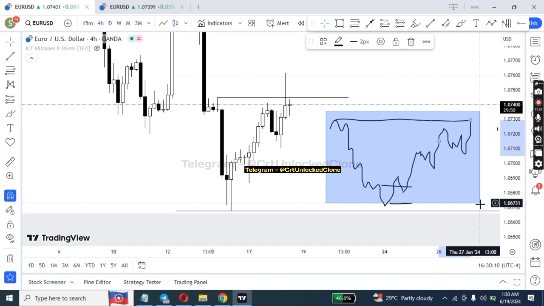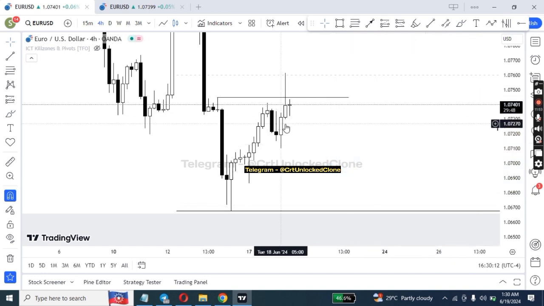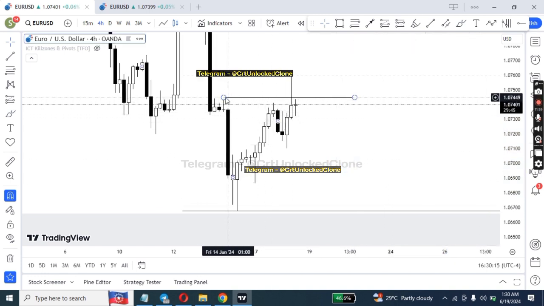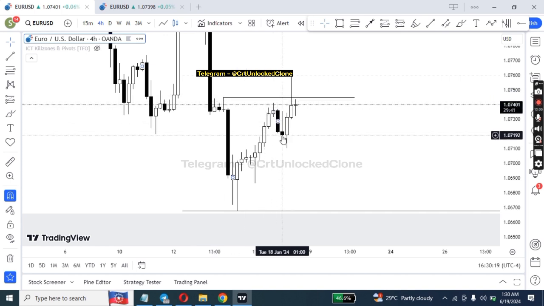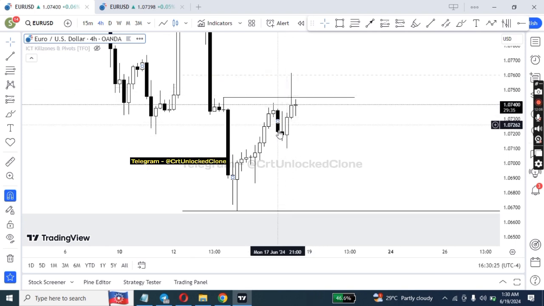Now right here you can see that before we took out this daily candle's high right here and this range high on the 4-hour, we stopped and came down lower before we actually took out this high, right? So on Tuesday I was expecting this high to be taken, right?